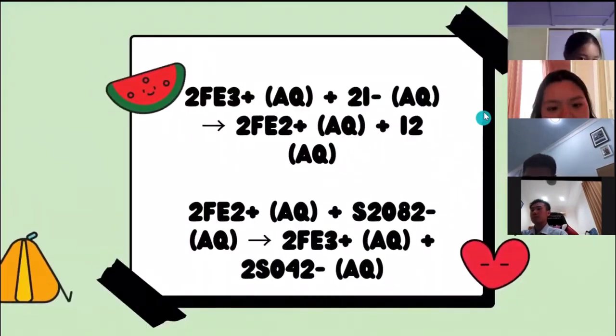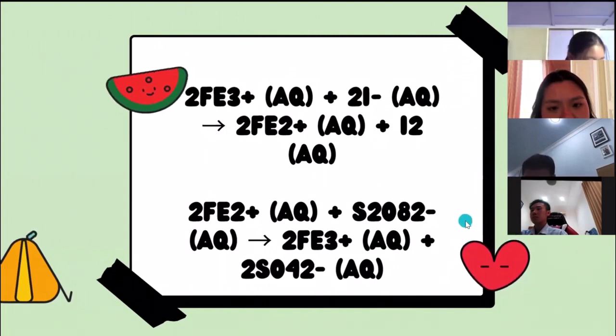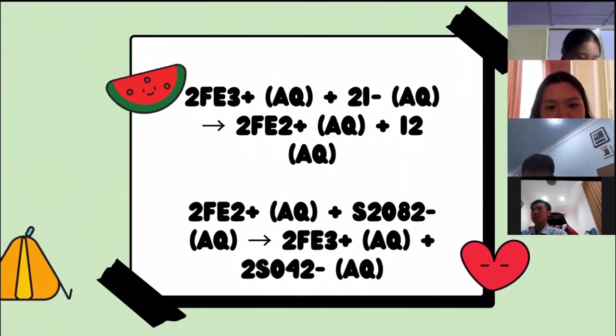In the first reaction, iron 3+ ion is reduced to iron 2+ ion by the iodide ion. In the second reaction, iron 2+ ion is oxidized back to iron 3+ ion by the persulfate ion. In both these reactions, the order of reaction does not matter, so we can interchange reaction 2 to reaction 1 and vice versa.